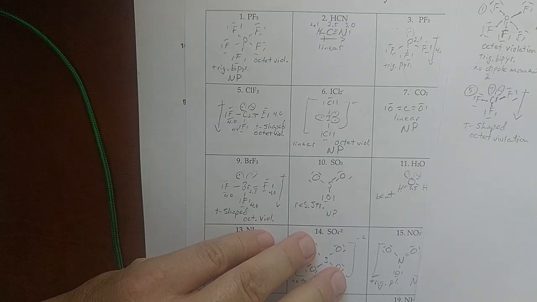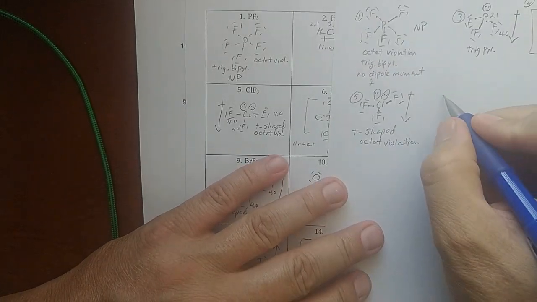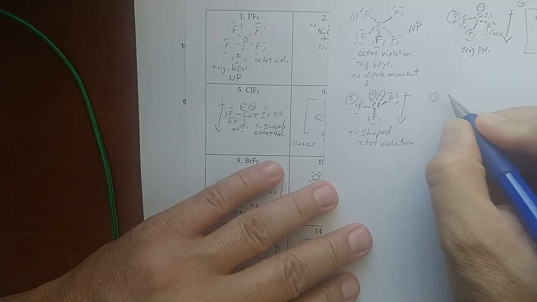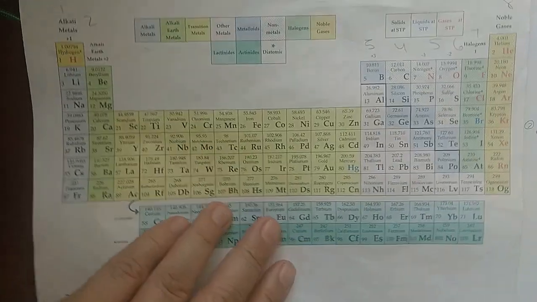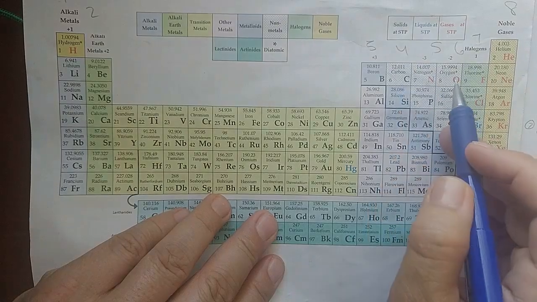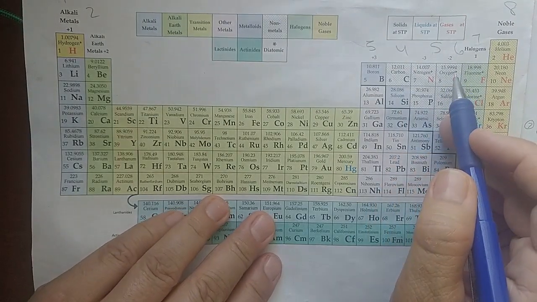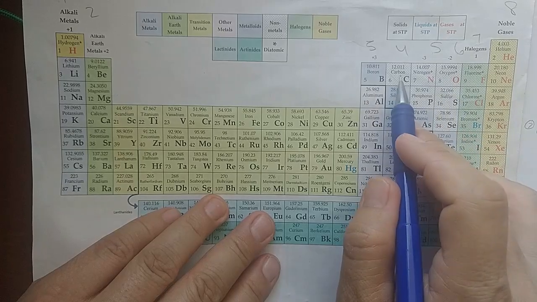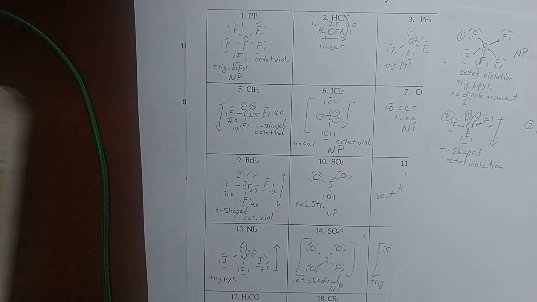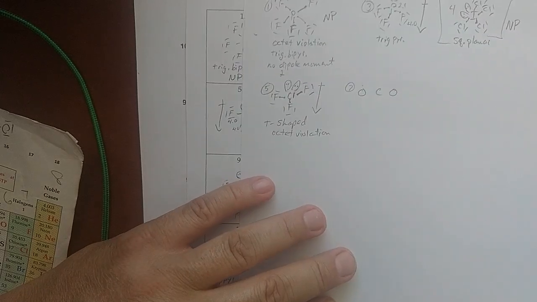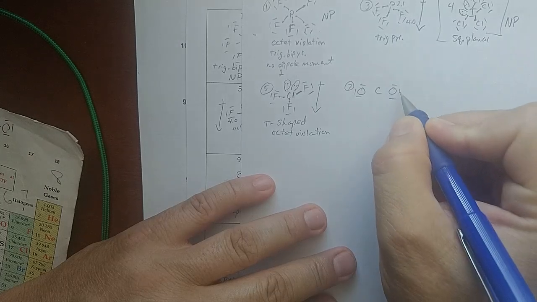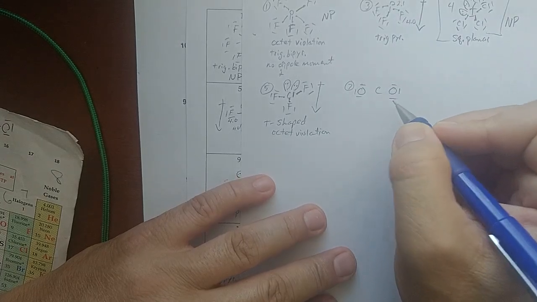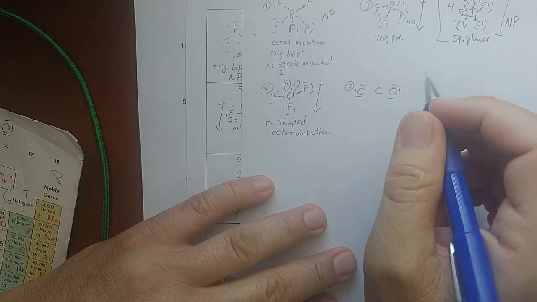Let's do number 7, CO2. Carbon has 4 valence, oxygen has 6, so I get 6 and 6 is 12, plus 4 is 16 valence electrons. It's usually easier with these oxygens if you just put 6 on there and see what you can get. There's my 6 and my 6 from my oxygens, and now I said I have 4 more from carbon.